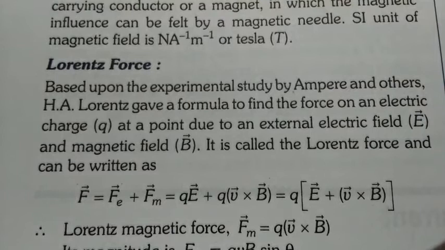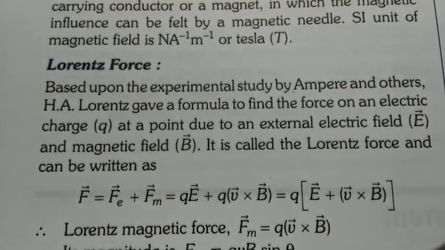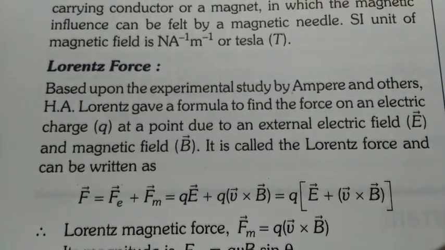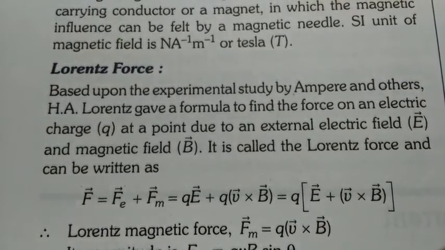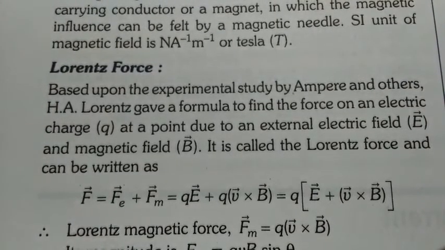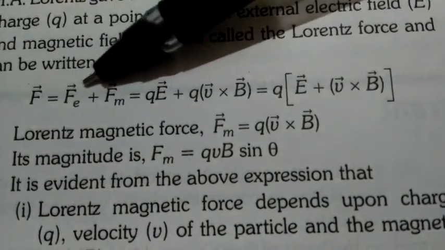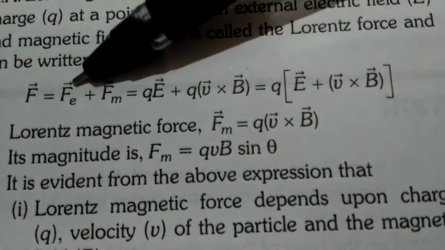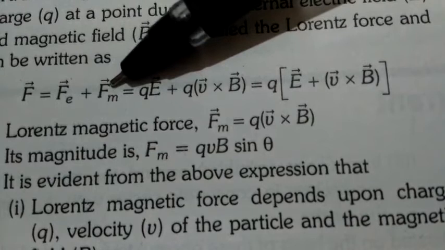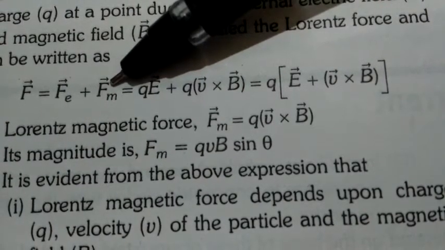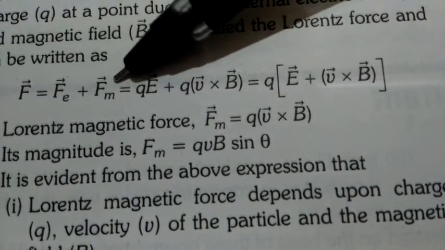Whenever we put a charged particle anywhere and the electric field and magnetic field apply force on it, that force is called the Lorentz force. Why do we call it Lorentz force? Because H.A. Lorentz gave the formula to find that force. Lorentz force can be written like this: F equals Fe plus Fm, where Fe is the force on the charged particle because of the electric field, and Fm is the force on the charged particle because of the magnetic field.